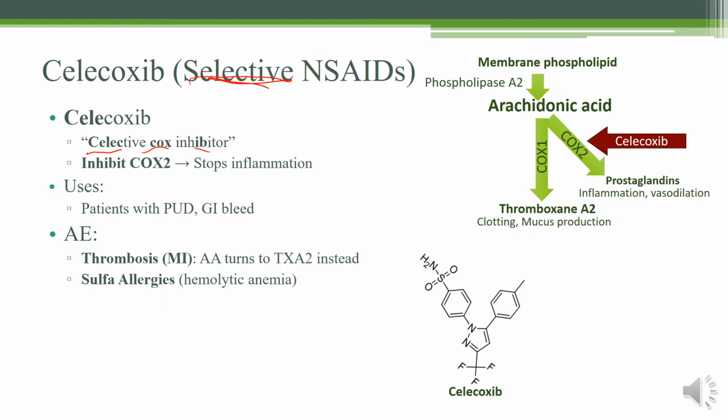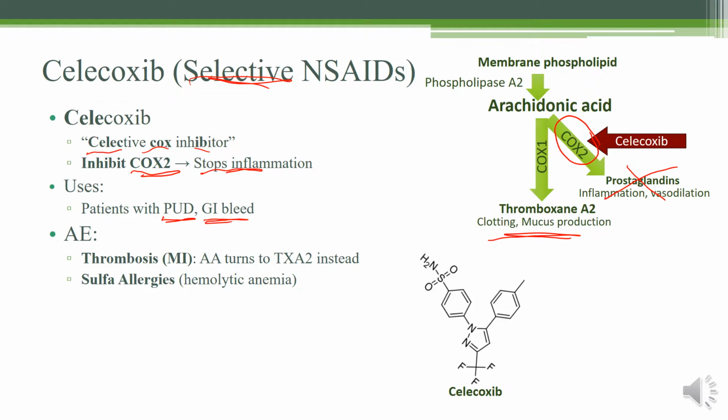And what you need to know is that it inhibits COX-2 only. So you can expect that it's going to stop inflammation, but it wouldn't have the clotting effect. So you would imagine that you would inhibit the COX-2 so you don't get inflammation, but you can still continue having the clotting effect and you can still continue having mucus production. This is really good for patients that have peptic ulcer disease because it doesn't inhibit their mucus production, or a history of GI bleeds because it doesn't make their blood thinner.